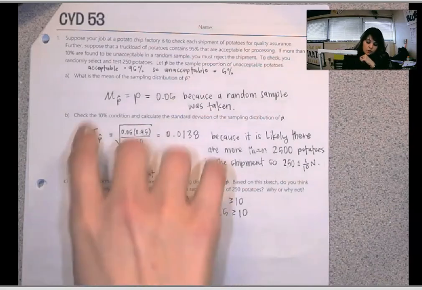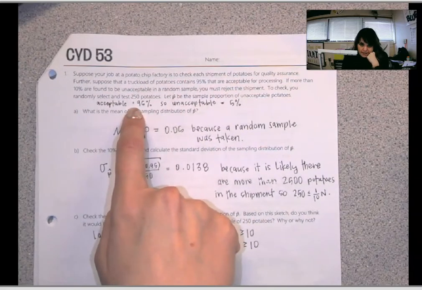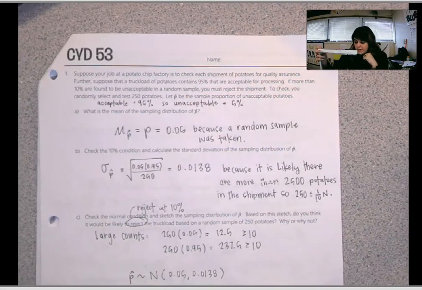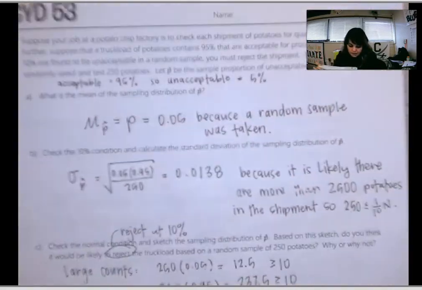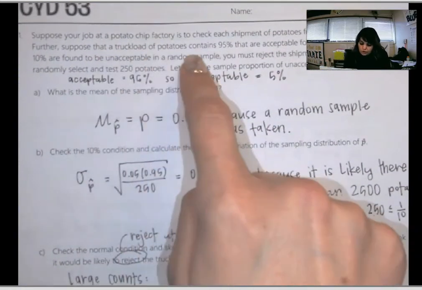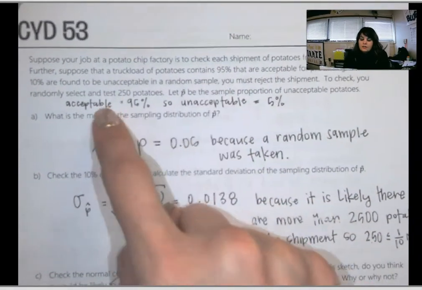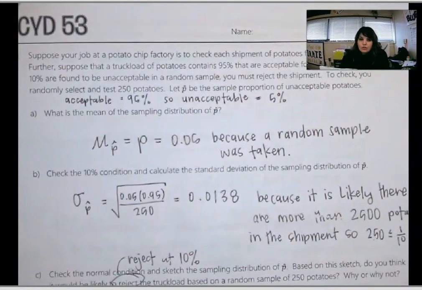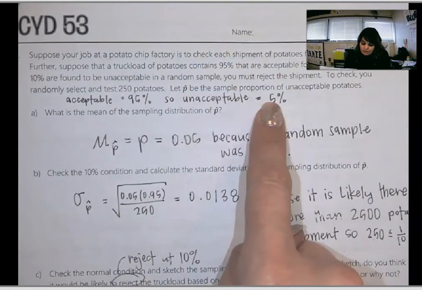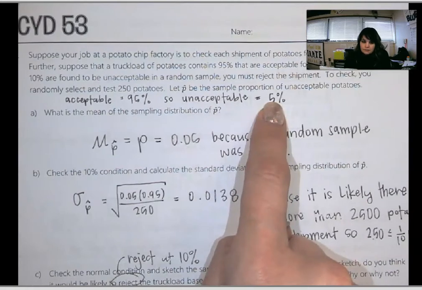Okay, so our population data is that 95% of our potatoes will be acceptable. So suppose that a truckload of potatoes contains 95% that are acceptable. That means that for any given truckload of potatoes, the percent that are unacceptable is 5%. If 95 are, then 5 are not.